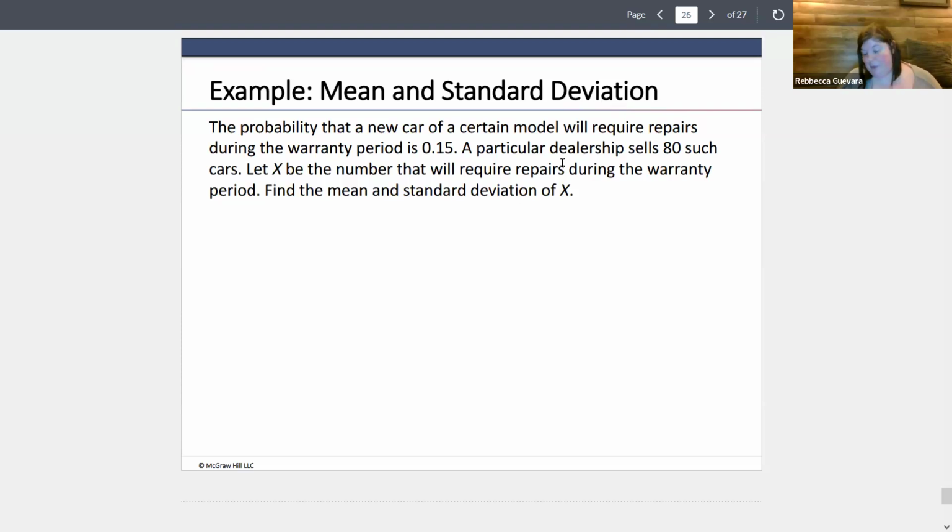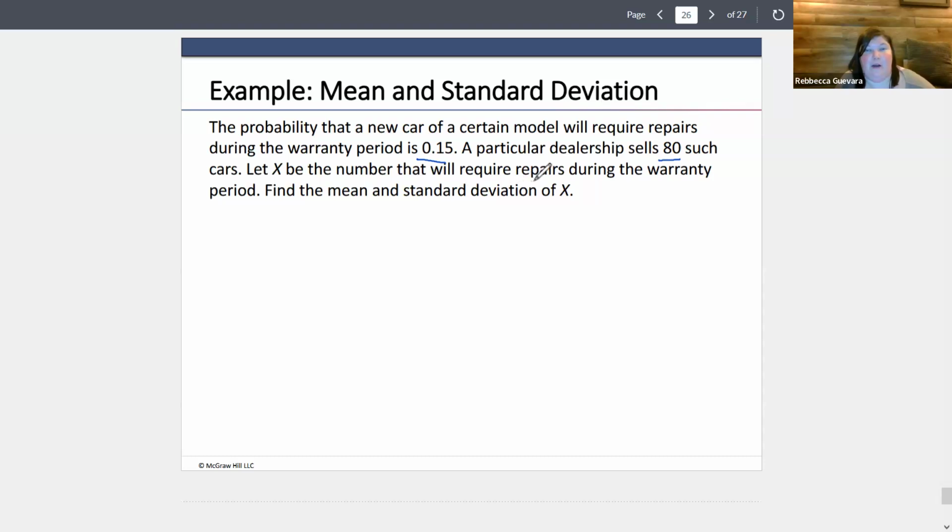So we can just do this very simply with a calculator. We don't have to worry about any special programs. So the probability that a new car of a certain model will require repairs during the warranty period is 0.15. A particular dealership sells 80 such cars. Let X be the number of cars that will require repairs during the warranty period.